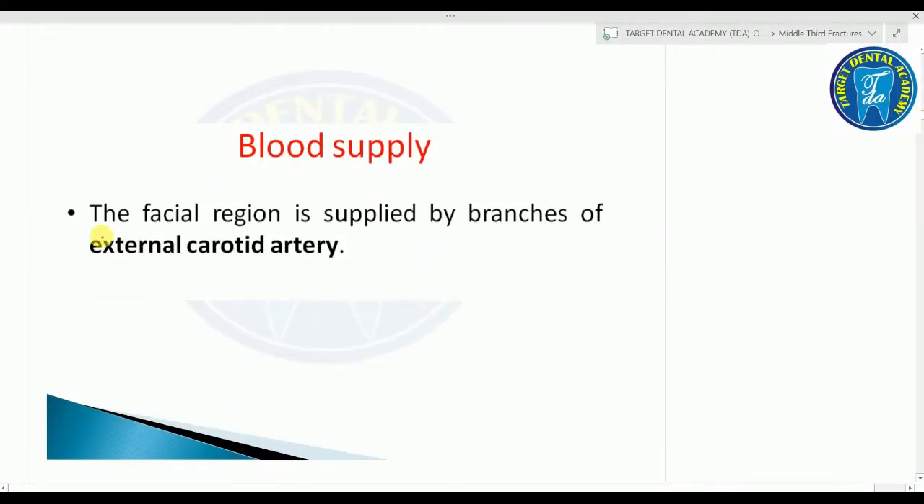Coming on to the blood supply, the facial region is supplied by the branches of the external carotid artery. Important.